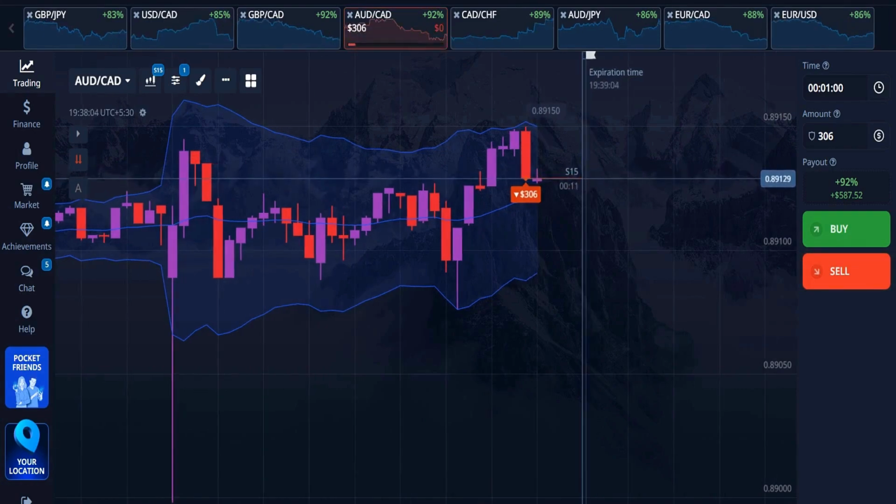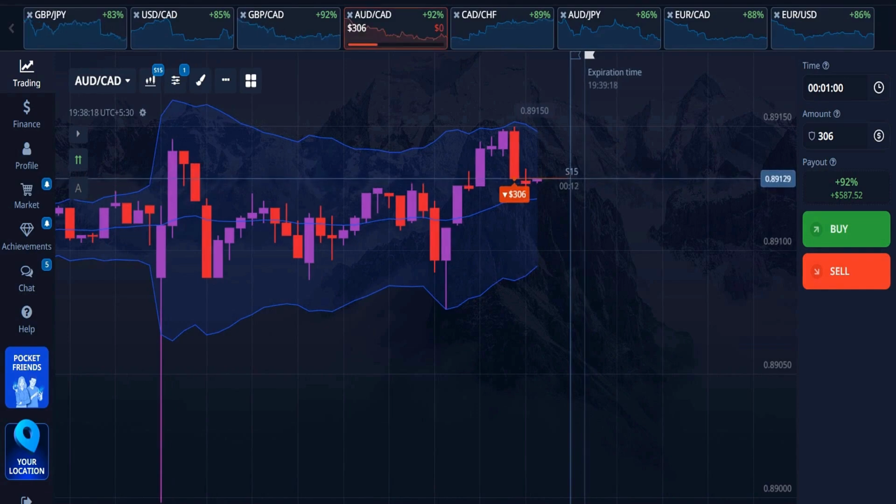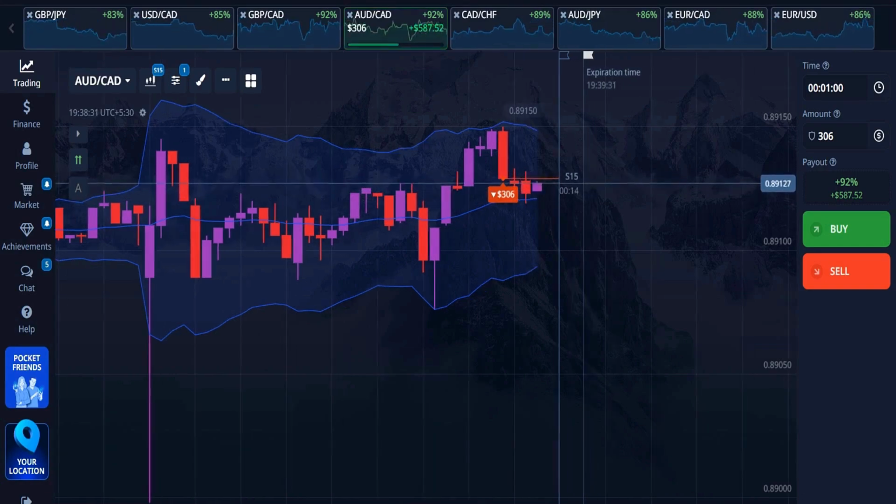No stress, just results. So traders, this strategy is simple, fast, and powerful, especially when you stick to the rules. Wait for price to hit the band. Confirm with candle reversal. Stay away from trending or news markets.